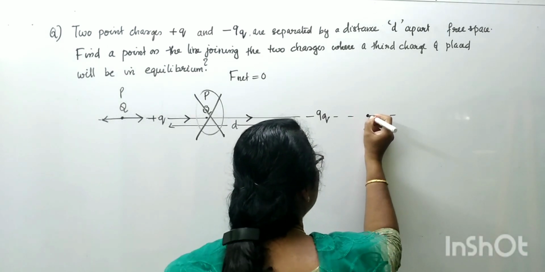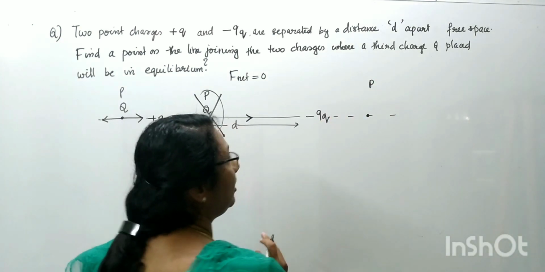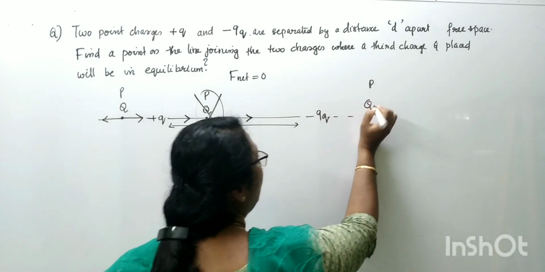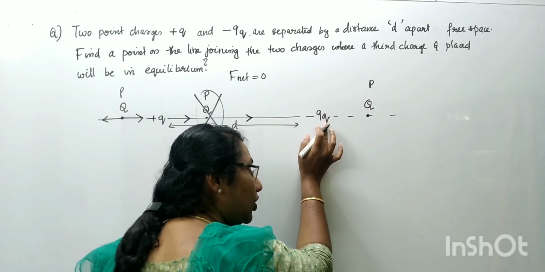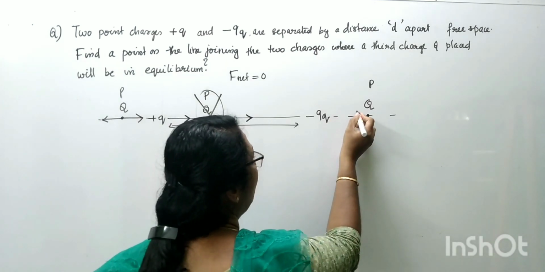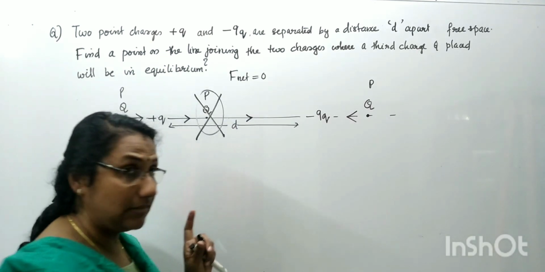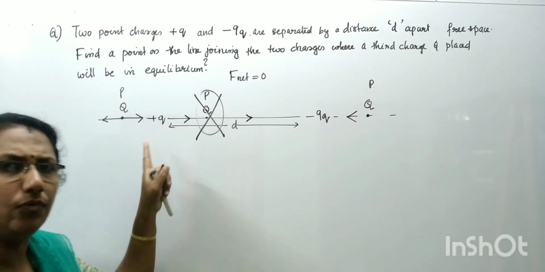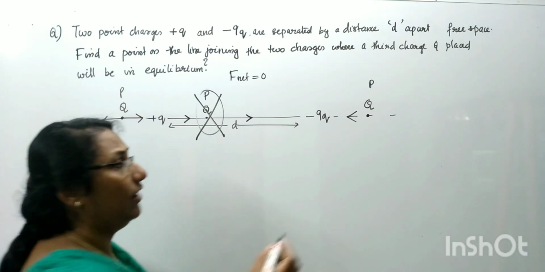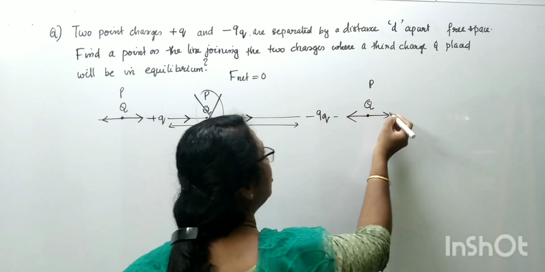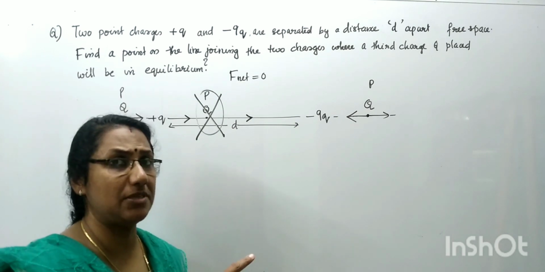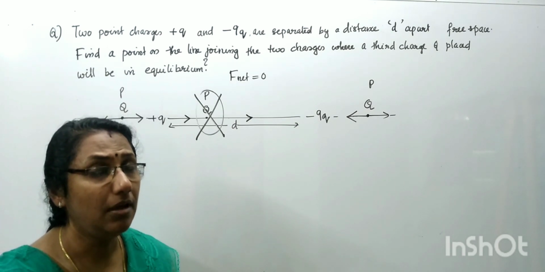And if I take a point P right of -9q, which is also outside the line joining the two charges, then what happens? -9q, the large charge, tries to attract capital Q towards itself. At the same time, +q, which is a small charge, tries to repel capital Q away from it. So the direction is opposite. But whether their magnitude becomes the same? Never.